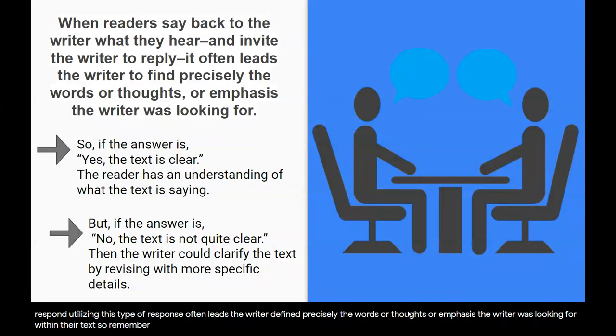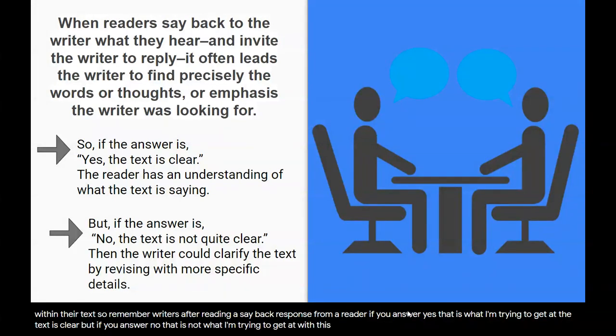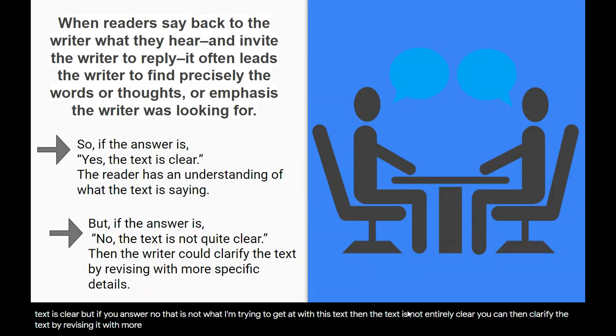So remember, writers, after reading a Sayback response from a reader, if you answer yes, that is what I'm trying to get at, then the text is clear. But if you answer no, that is not what I'm trying to get at with this text, then the text is not entirely clear. You can then clarify the text by revising it with more specific detail.